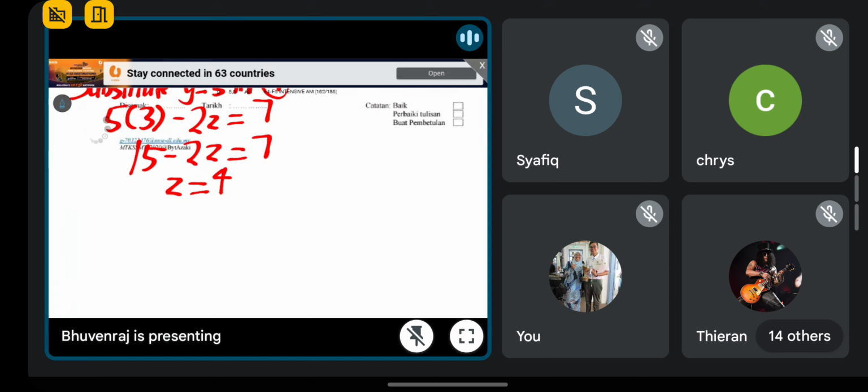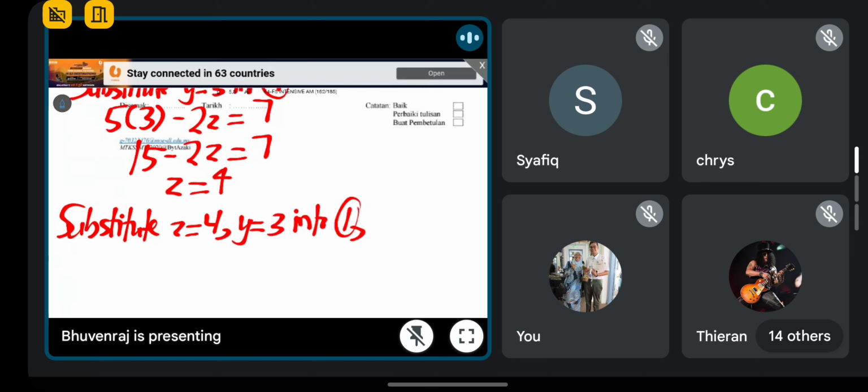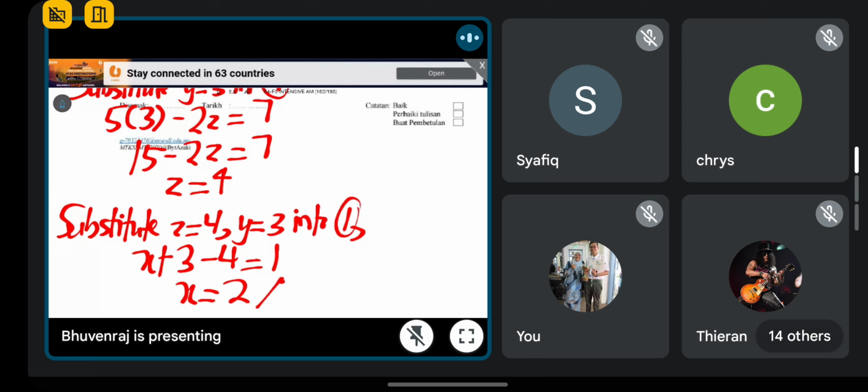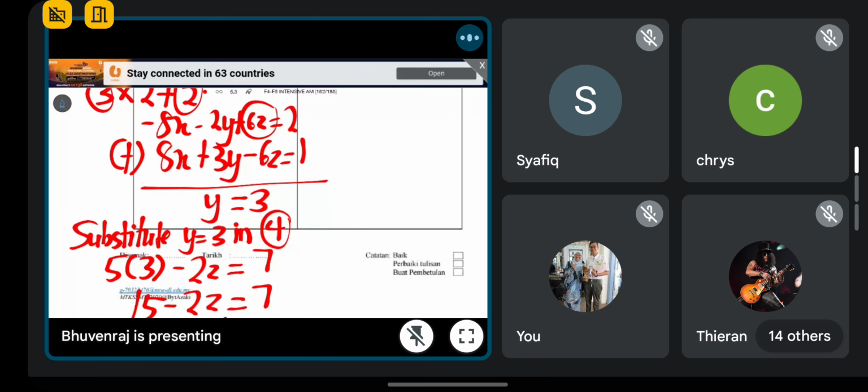Okay. And then at the end, akhirnya kamu akan buat substitute z equal to 4, y equal to 3 into, kamu boleh pilih. Katakan saya pilih persamaan pertama. I choose to substitute in the first equation. So you'll get x plus 3 minus 4 equals to 1. You will get x equal to 2. Jawapan kamu. Okay guys, so you found your x, y, z tadi. Kamu dah cari dah semua nilai.